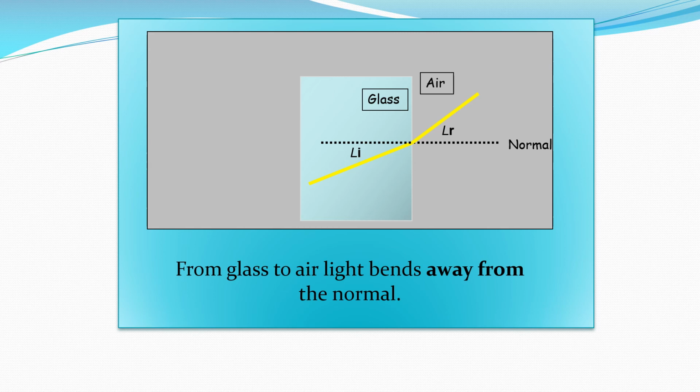But this applies across all materials, and the rule is if light goes into a denser material, it moves towards the normal. Then if it goes into a less dense material, it moves away from the normal.